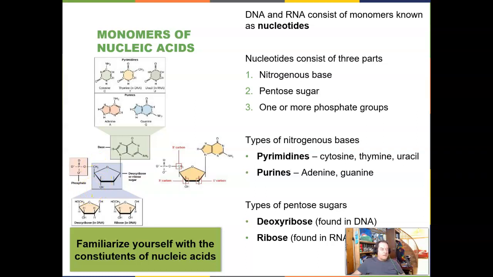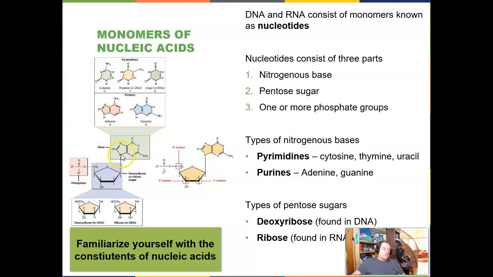1, 2, 3, 4, 5 carbons, and then there's an oxygen here at the apex. So this is ribose, or in this case deoxyribose, because it's got a hydrogen here. If it was ribose, it'd have an OH group right here. And then a nitrogenous base. And so the whole thing is a nucleic acid: the phosphate group, the sugar, and then the nitrogenous base.